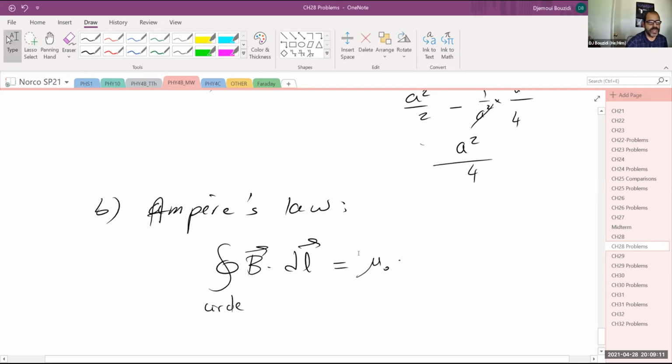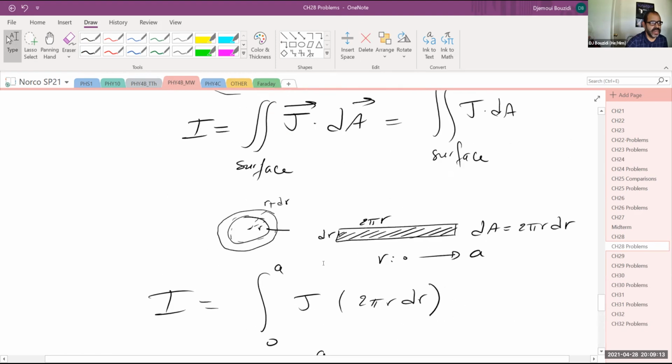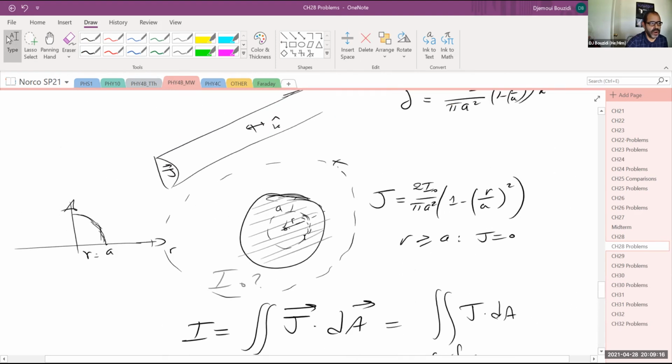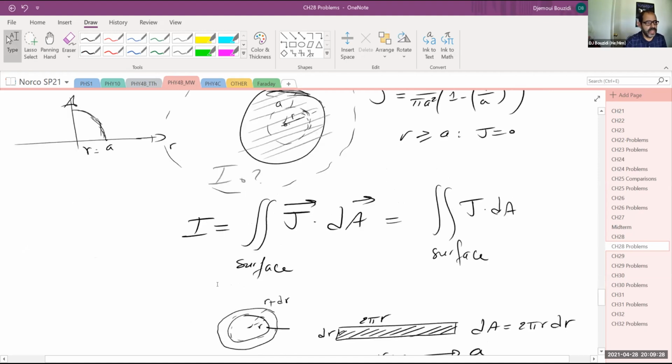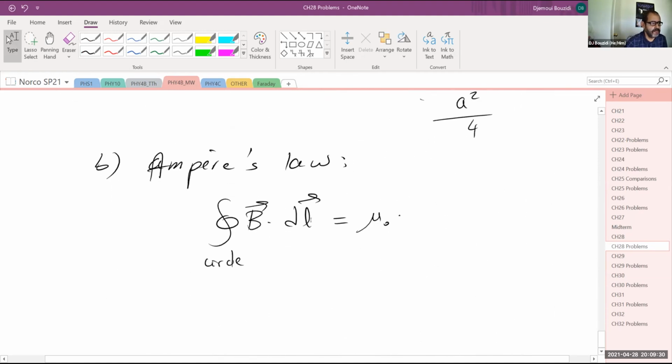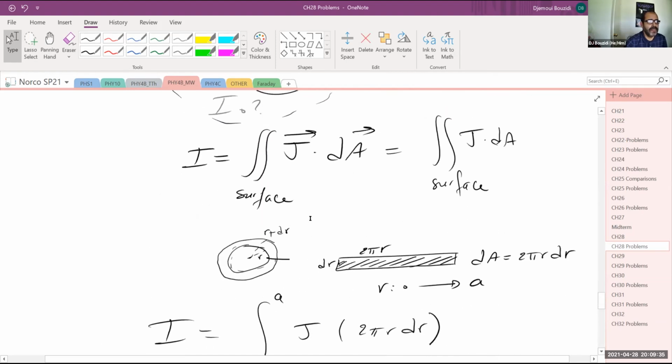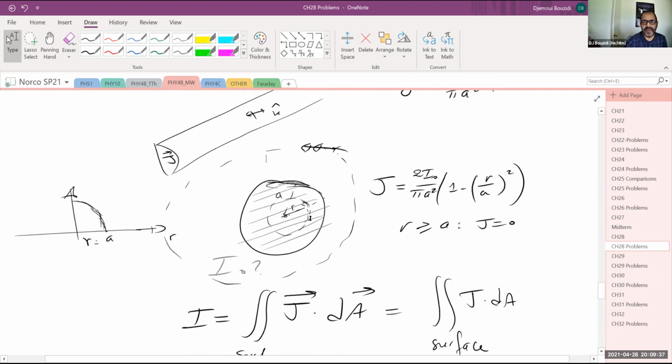And the mu naught I enclosed is just this value that we calculated right now. The current enclosed is just in this one. And it's coming out of the screen in here because the J hat is coming out of the screen. So the circulation is in the positive direction and the magnetic field is in the positive direction. So the dot product in here will simply be B times dl. But B now, by arguments of symmetry, should be the same.